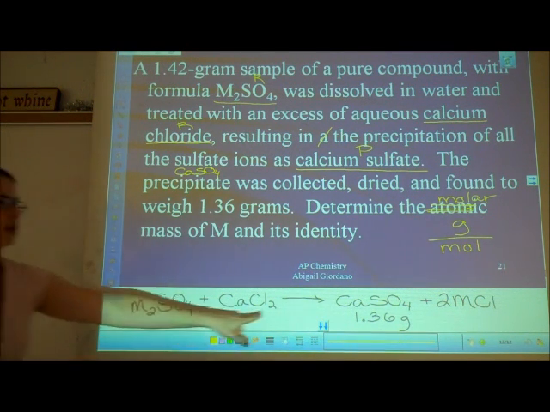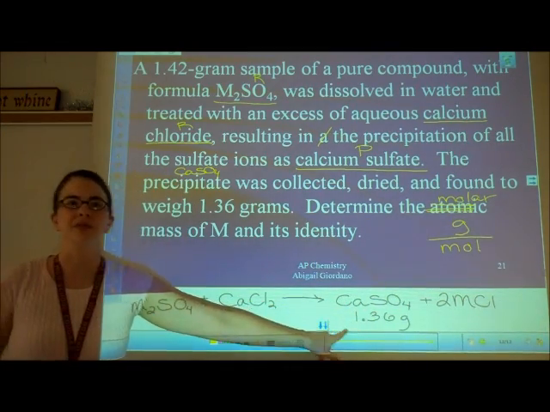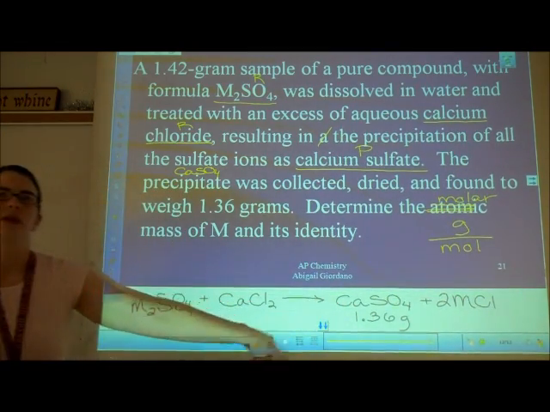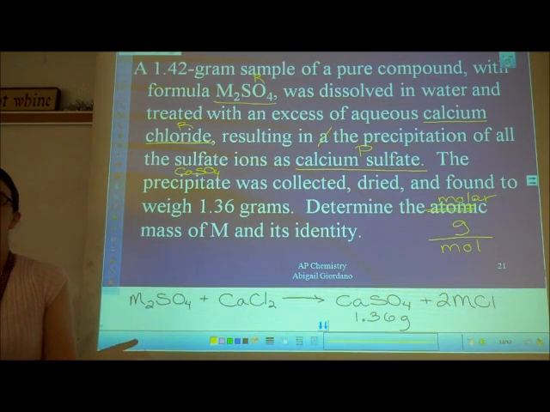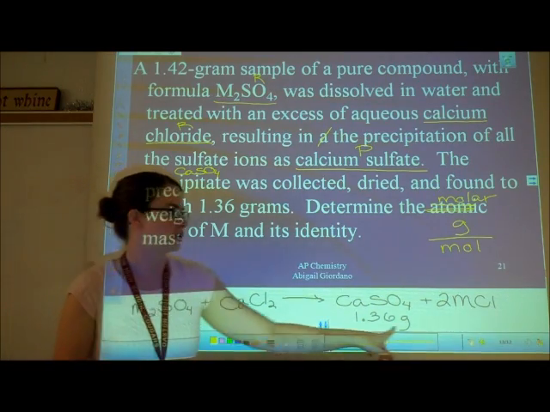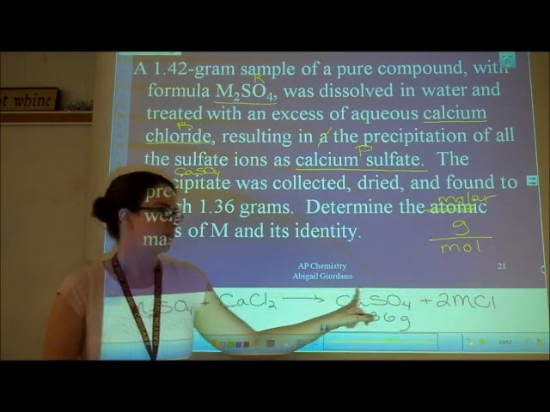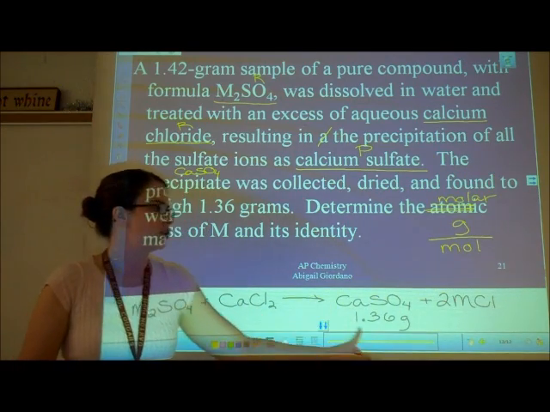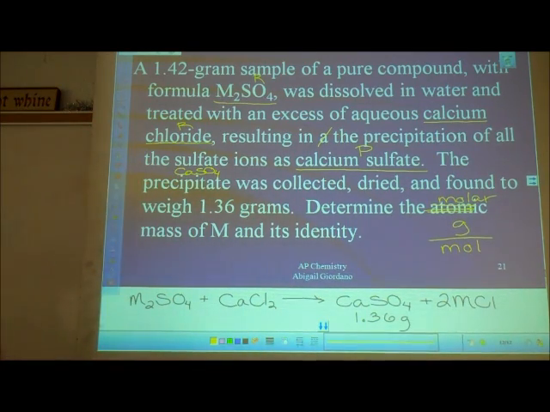I want you to look at the information we have been given right here. Think stoichiometry. Look at the information given to us in the problem. Tell me, what could I do to start with this number? What could I do to solve for something that would allow me to get the molar mass of M, or maybe a compound that contains M? Throw out some ideas.